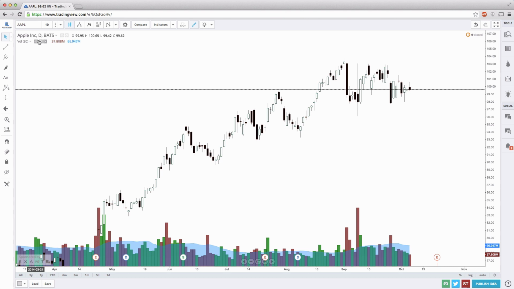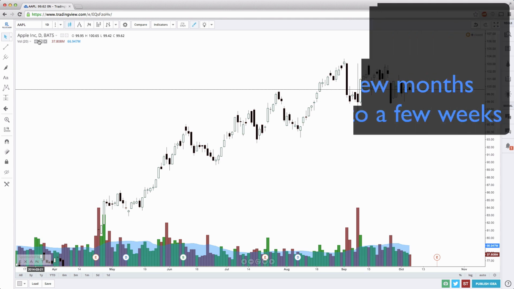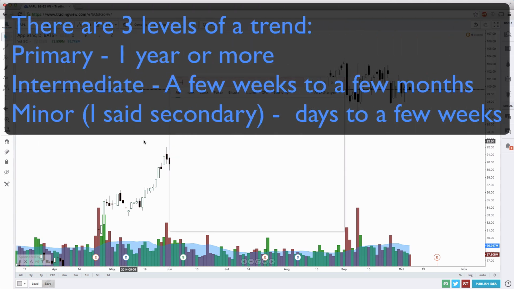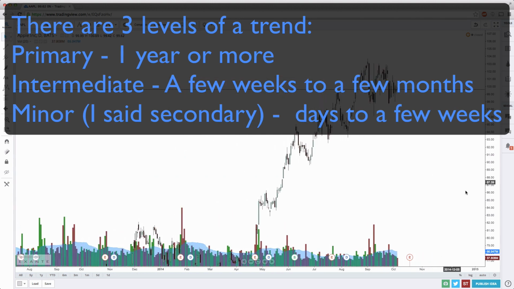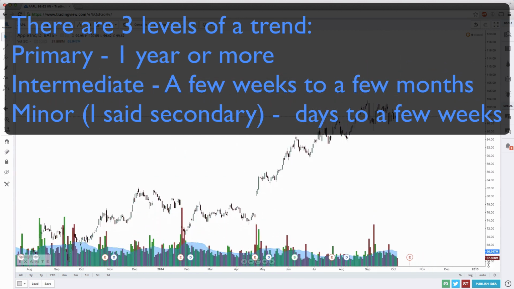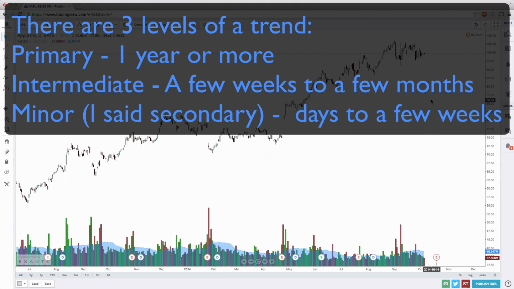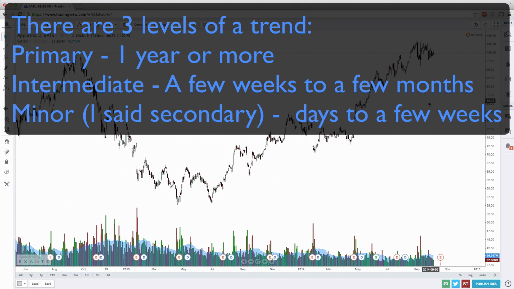So that's one of the most important theories and tenets that Dow proposed, that price discounts everything. Another very important one is, and I'm going to leave out only one, and I'll mention it very quickly, the second one is that stocks move in 3 levels of a trend. There are 3 levels. There is a primary level, there's an intermediate level, and there's a secondary level. Primary levels, ladies and gentlemen, last for about a year or more.